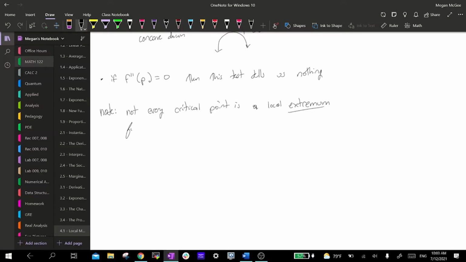Here's an example. If we look at the function f of x is equal to x cubed, alright, if we want to find the critical points, we take the derivative. So f prime of x is 3x squared. And we would set that equal to 0 and solve for x. We're going to do a whole example about that in a second. Alright, but just know x is equal to 0 is a critical point.